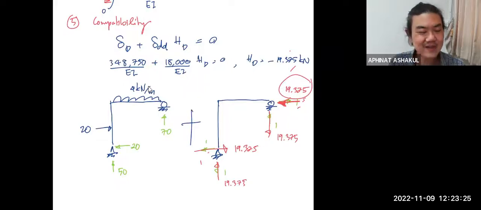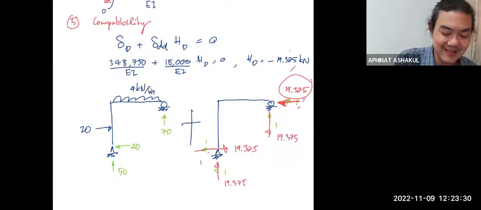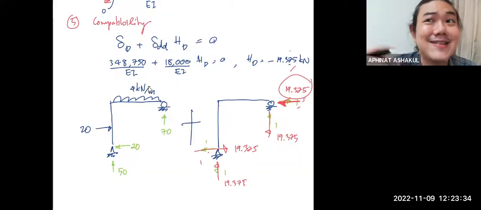Why? Because most students who are afraid of superposition, after you get this, you will go back, apply this, and calculate the reactions again. Right?